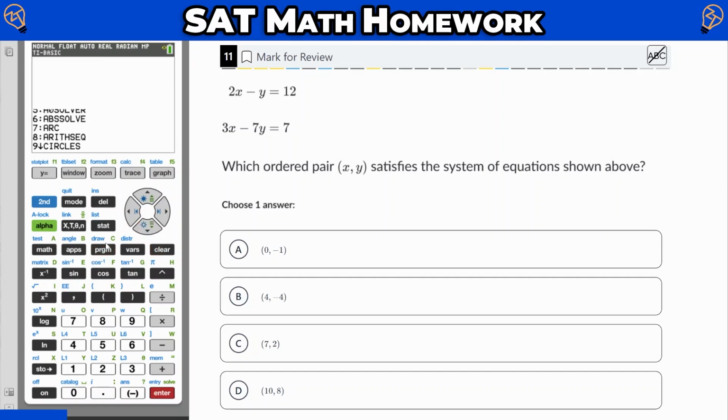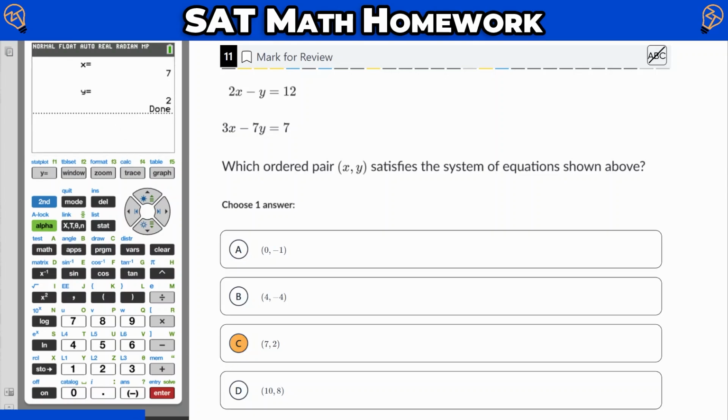So when we look at program number 4, solve systems, we could just type in the coefficients. Notice the coefficient of x is 2. The coefficient of y here is a negative 1. Make sure you use the negative key down here instead of the minus, otherwise you'll get an error. And then the constant is 12. For the bottom equation, you have the coefficients of 3, negative 7. Again, make sure you use the negative key, and 7. So once we type those in, we get our ordered pair as 7, 2, making the correct answer C. And in my opinion, making this the quickest approach.